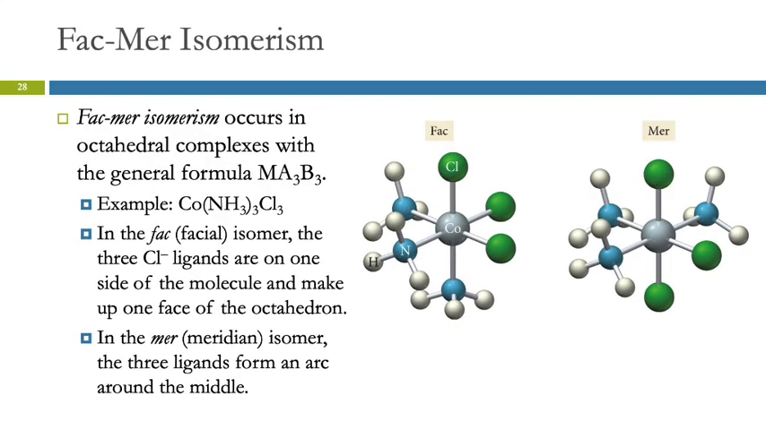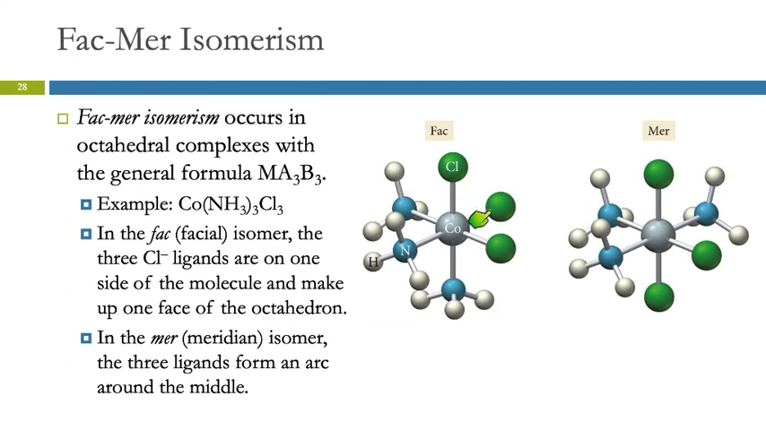Then there's fac-mer isomerization, or isomerism. And honestly, I'm not sure how you're supposed to pronounce that. It's a facial isomer, so maybe it's facemer. What do you guys think? What should we call it? Facemer? We'll call it facemer. So facemer isomerism. This happens in octahedral complexes where you've got 3 of each.